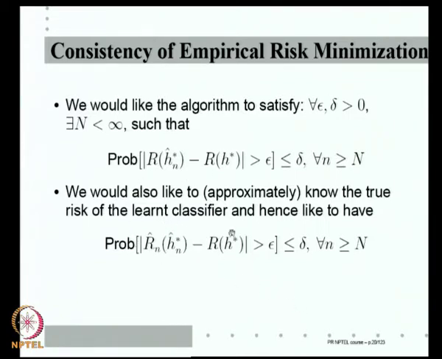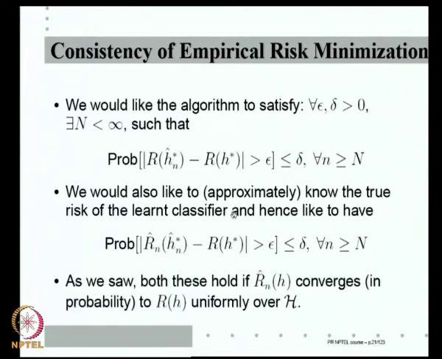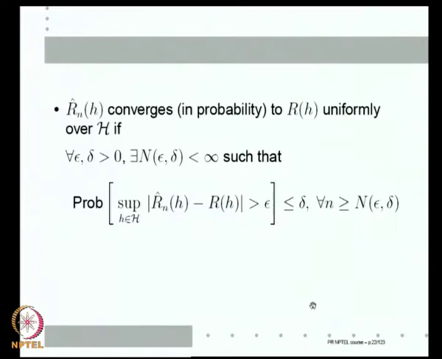This is the issue of consistency of empirical risk minimization, and as we saw last class, both these will hold if R̂_n(h) converges in probability to R(h) uniformly over h. What do I mean by that? See, R̂_n(h) is the sample mean estimator of R(h). R(h) is the expectation of loss, and R̂_n(h) is the sample mean of the loss over the IID samples. So, anyway, we know R̂_n(h) converges to R(h) for each individual h as n tends to infinity, but what we want is that this convergence should be uniform.